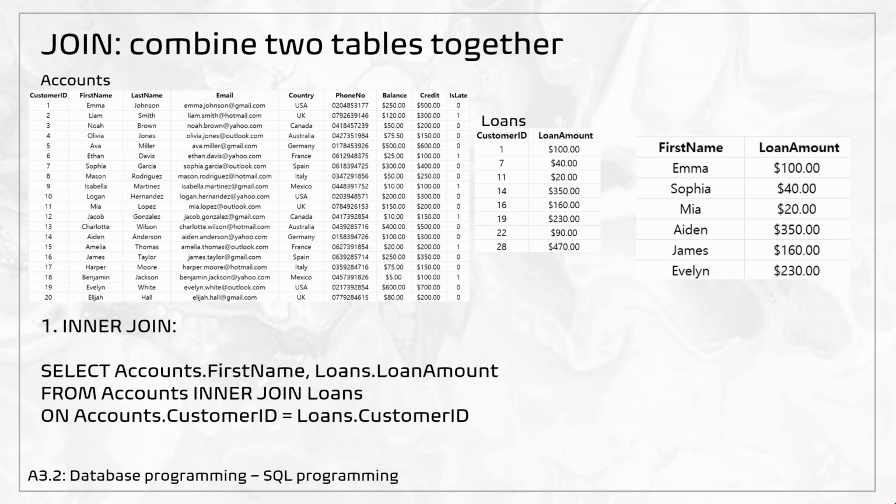Now let's figure out how to actually write a JOIN statement. When you're writing a JOIN statement, you need to know the two columns you want to connect, the two tables' names, and the common column. Let's say we want to find out the first names of anyone that currently has a loan.